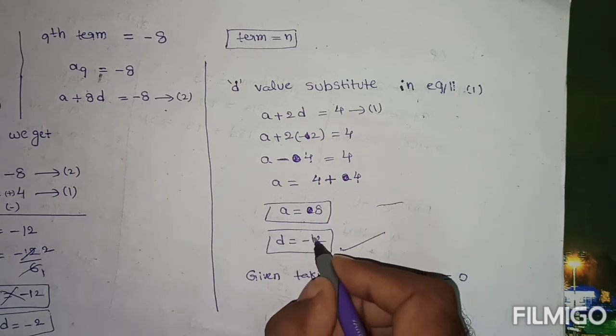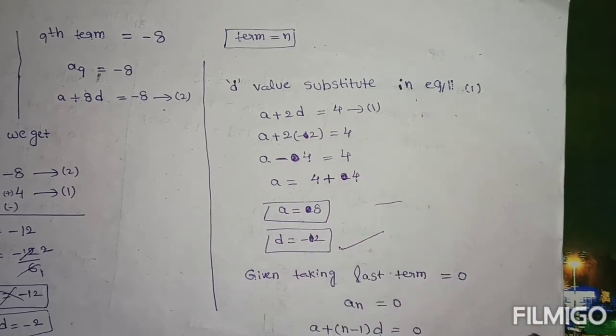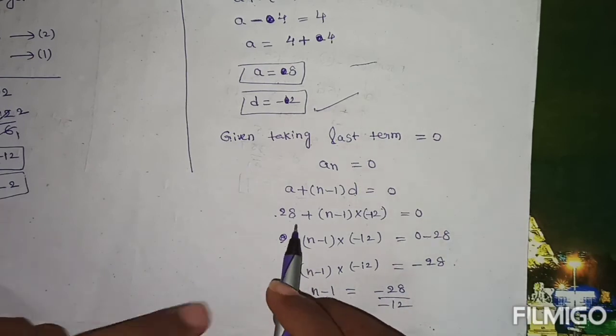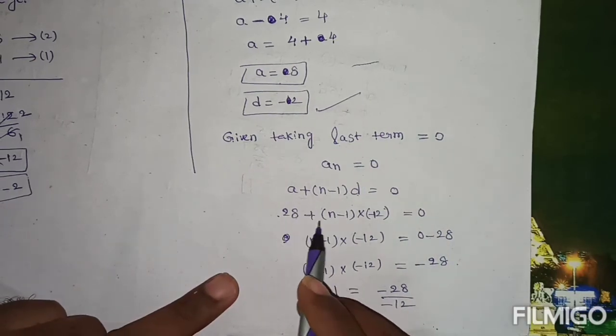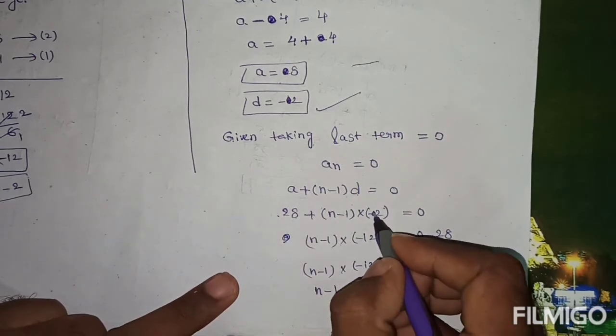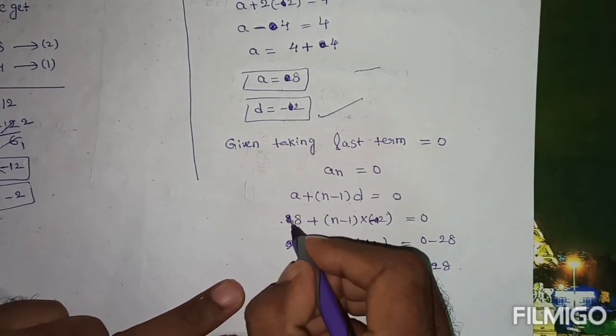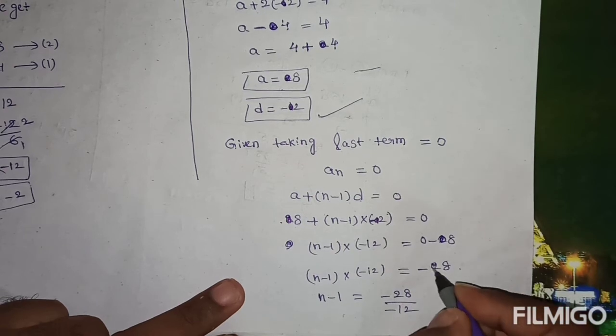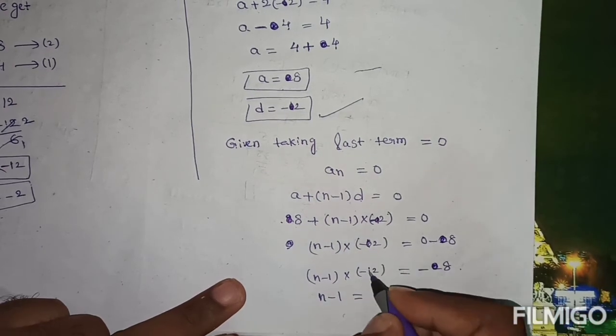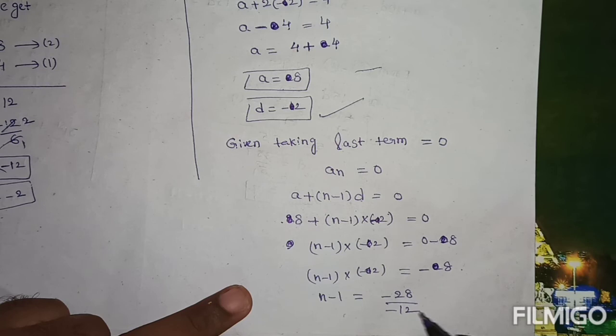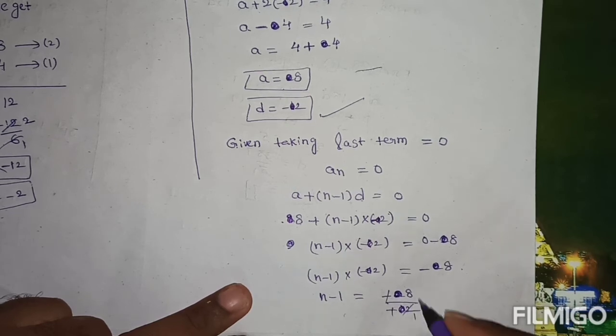So d value minus 2. Substituting the last one, a n equal to 0. A value 8, plus n minus 1, d value minus 2, equal to 0. So a value is 8, plus 8 transposed, minus 8. N minus 1 equal to minus 8 divided by minus 2. Minus minus cancel. 2 ones are 2, 2 fours are 8.